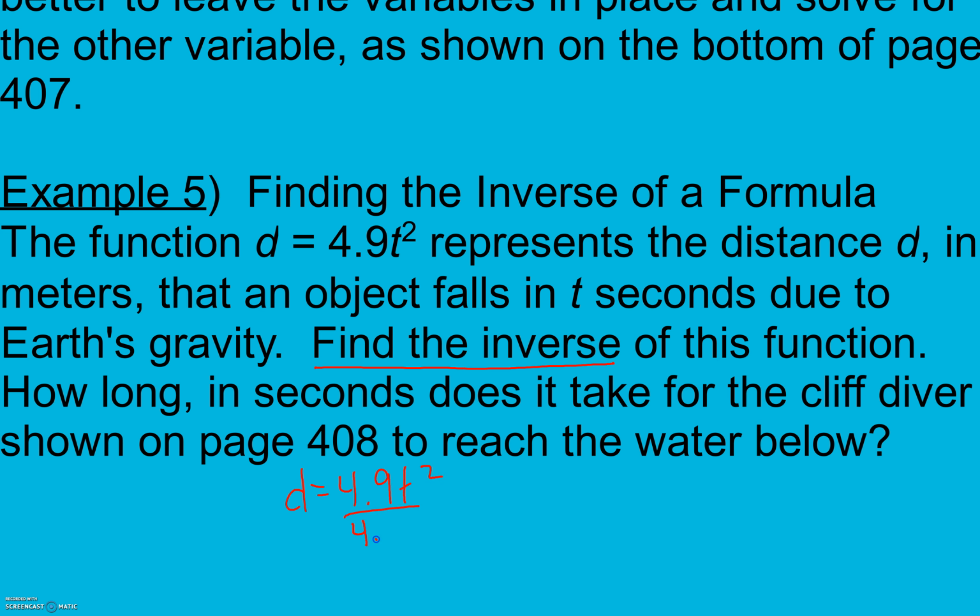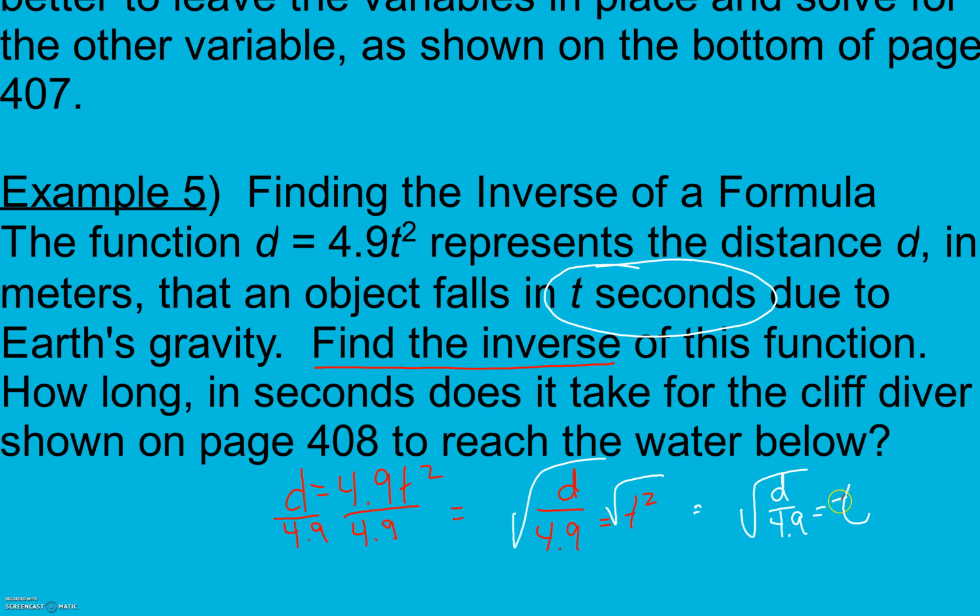First thing I'm going to do is divide to get t squared by itself. And then to get rid of my square, I'm going to take the square root. So I get the square root of d over 4.9 equals t. Usually here we do plus or minus, but t is time in seconds. I can't have negative time, so it's just the positive square root here.